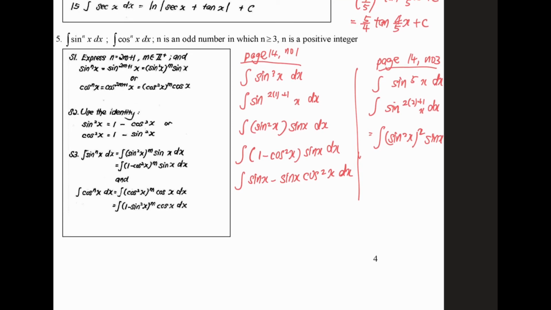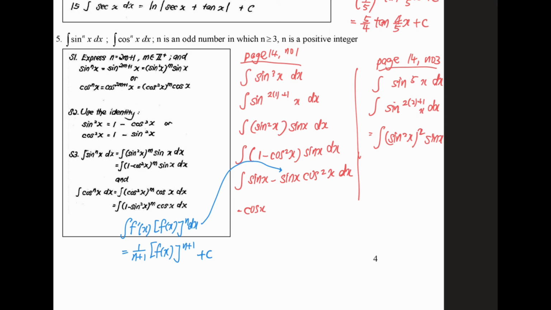Now integrate sine x, you get negative cos x. To integrate sine x cos square x, you have to use the formula. I write down the formula here: the integral of f prime x times f x to the power of n equals 1 over n plus 1, f x to the power of n plus 1, plus c. We have to use this formula.